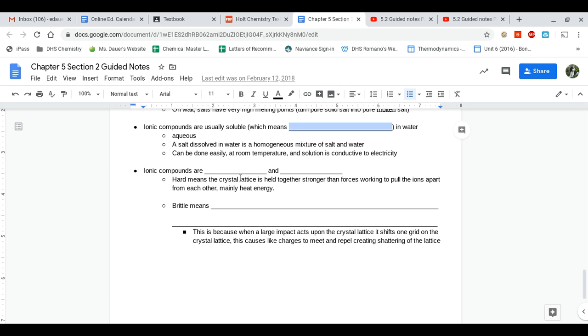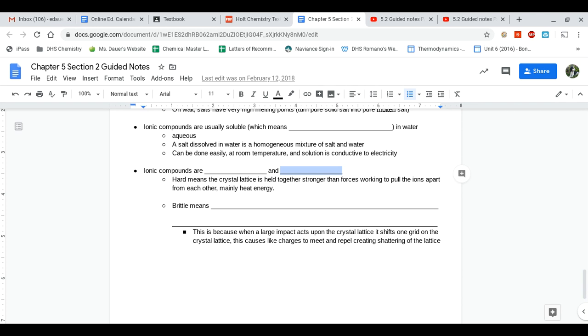Ionic compounds are hard and brittle. So last two blanks for properties, and then we'll define brittle and we'll be done. Ionic compounds are hard and brittle. So hard means the crystal's lattice is held together strong. Those forces of attraction between our cations and our anions are really strong. They require a lot of heat energy to be ripped apart. So we talked about how they have really, really high melting points and boiling points.